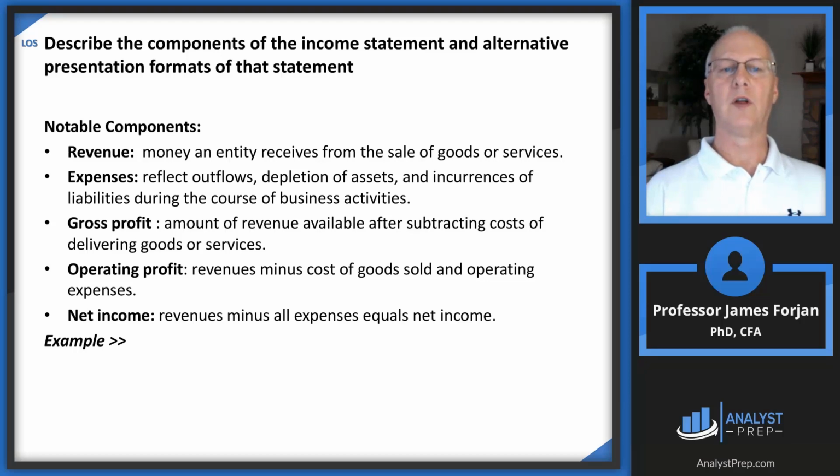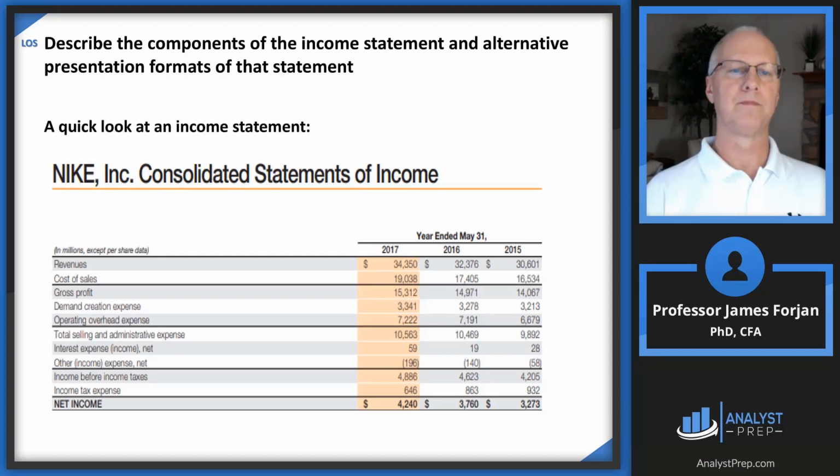Accountants tend to like to call it gross profit, and then we take out some other kinds of cost of goods sold, and we call that operating profit, and then we take out some other stuff and we call it net profit, although accountants like to call it net income.